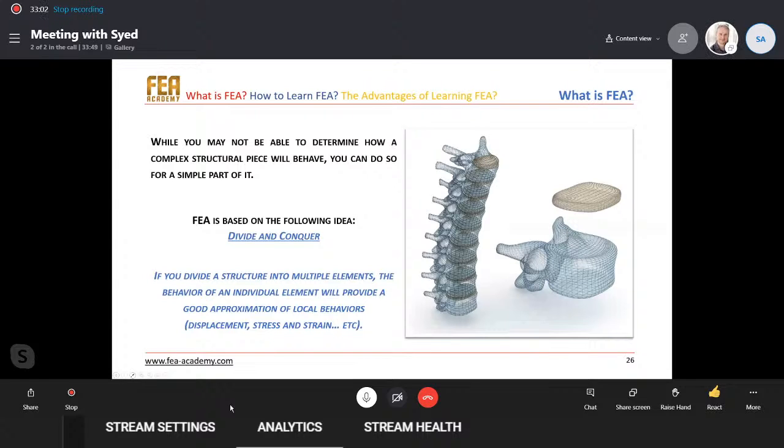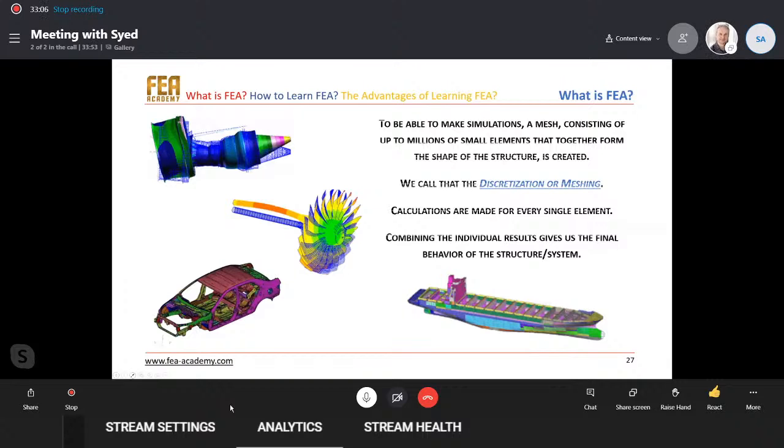So to be able to make simulations, a mesh consisting of up to millions of small elements that together form the shape of the structure is created. We call that the discretization or meshing. I'm sure you have already heard those terms. And calculations are made for every single element. And combining the individual results gives us the final behavior of the structure or the system.